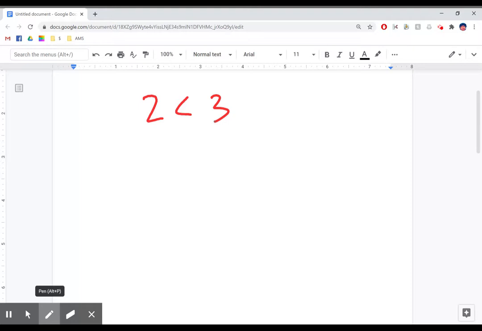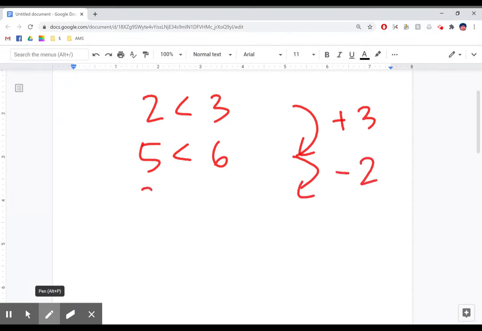So 2 is less than 3. We can manipulate this just like an equation. The only difference is instead of an equation symbol, it's an inequality symbol. So 2 less than 3, add 3 to both sides. 2 plus 3 is 5, 3 plus 3 is 6, 5 is less than 6. You can subtract 2 on both sides, 3 is less than 4.